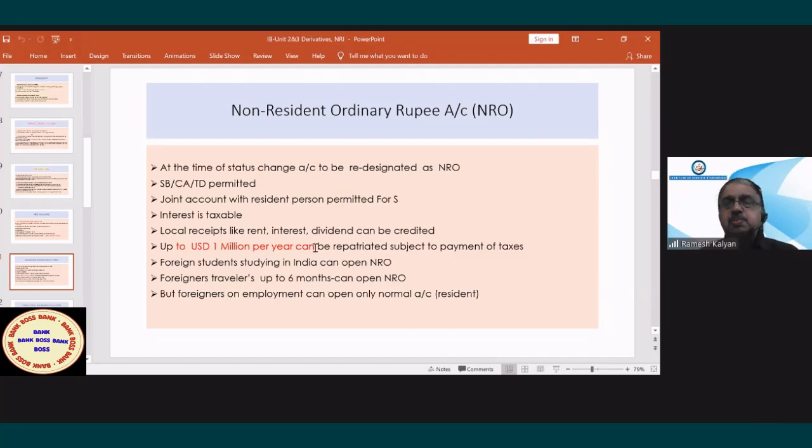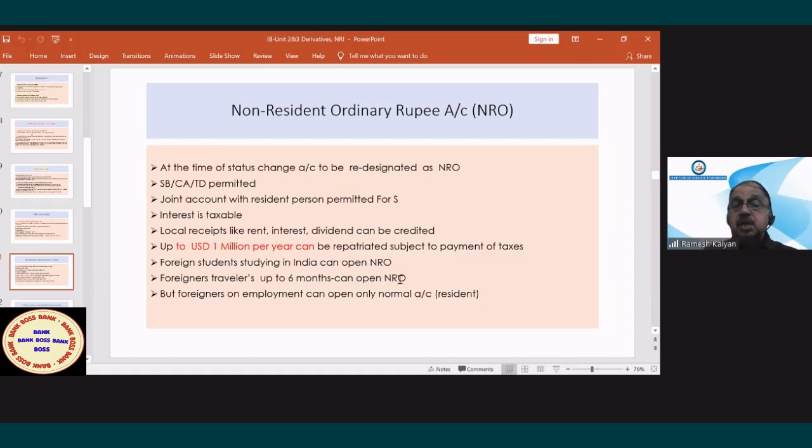How will you ensure he has paid tax or not? We cannot go back in search of these things. We will request a chartered accountant certificate. Now, the other question they can ask is, what is the status of foreign students studying in India? They can open an NRO account.